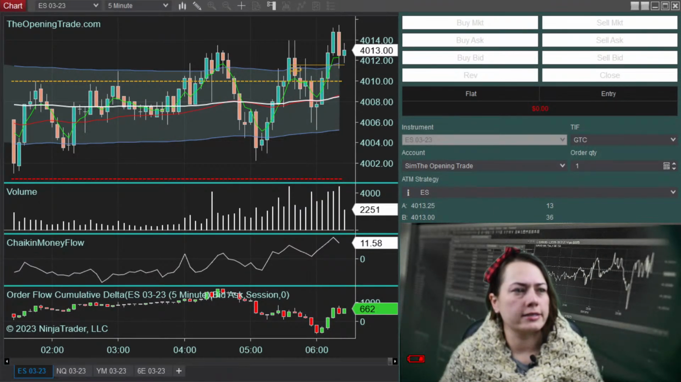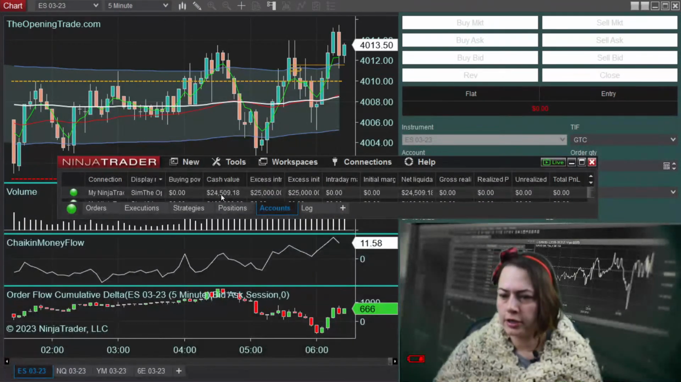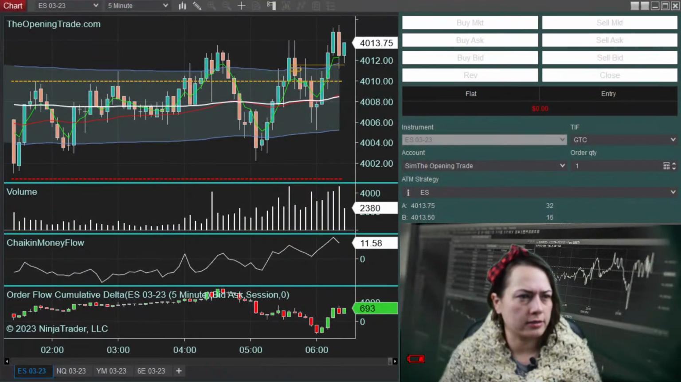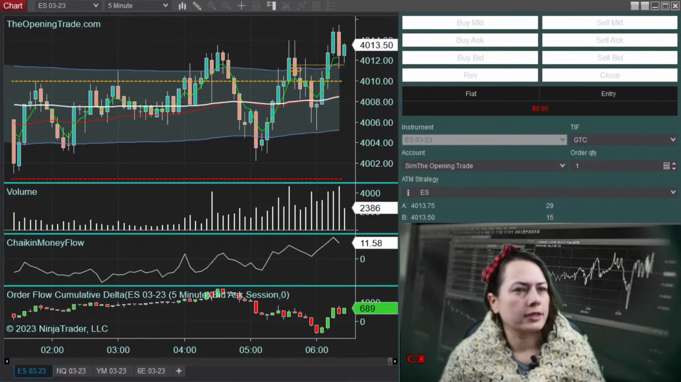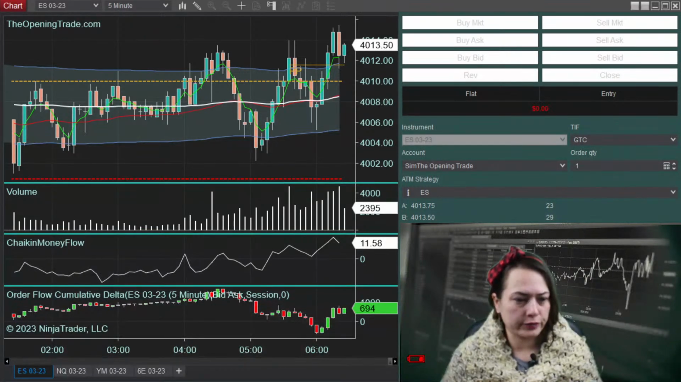This is a simulated account. Our current sim account balance is going to be shown right here in the cash value column, which you can see is $24,509.18. That came from the control center from NinjaTrader. One moment.